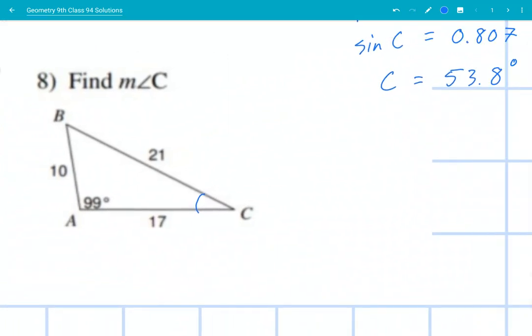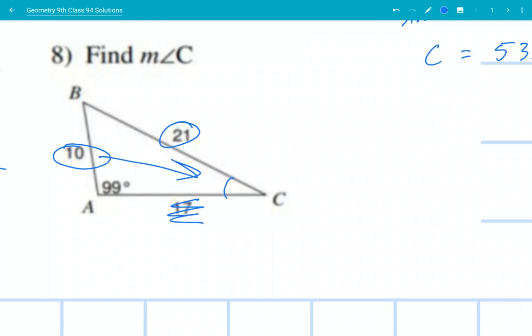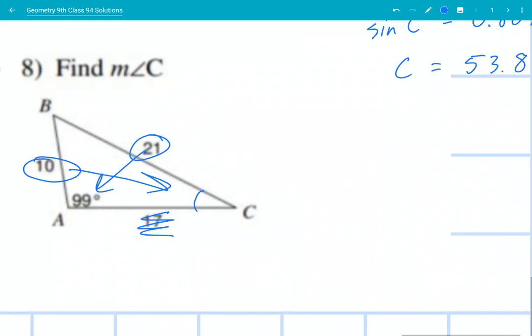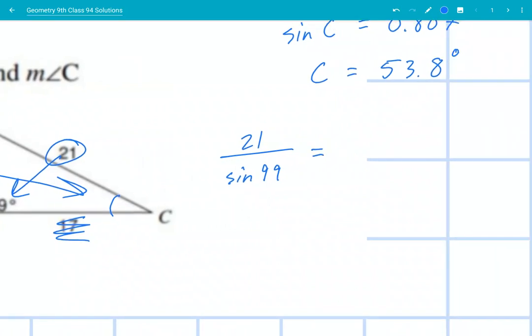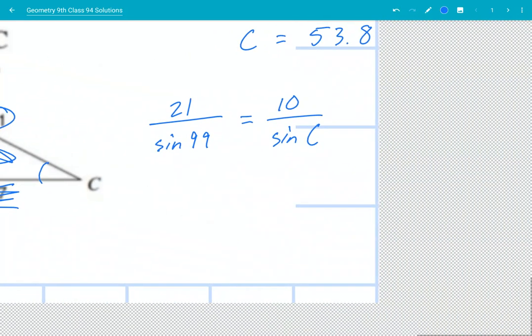All right, let's find this angle C. We have a side and an angle, and then this side, we don't know the opposite angle, so I'm not going to use the 17. It's not necessary. And then we have this side 21, and the opposite angle is 99. So I'm going to say 21 over sine of 99 equals 10 over sine of C, just like that.